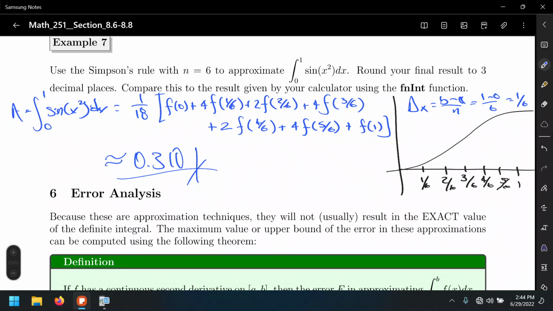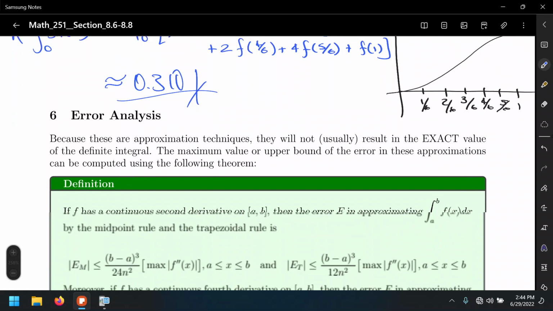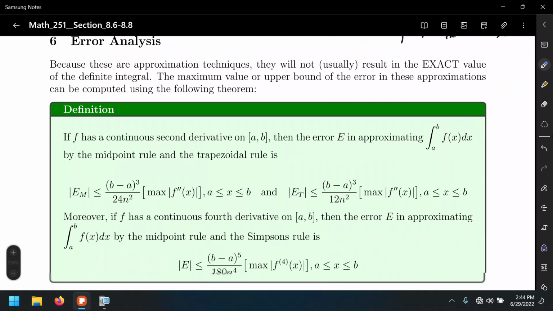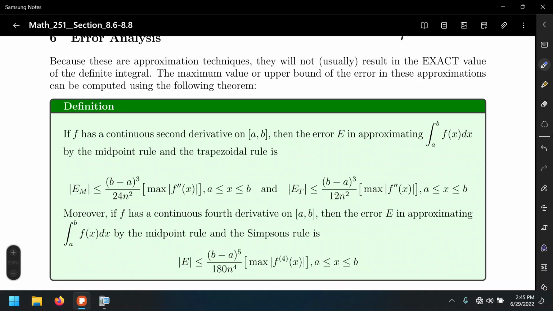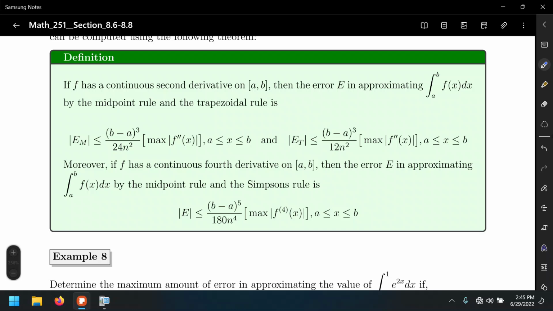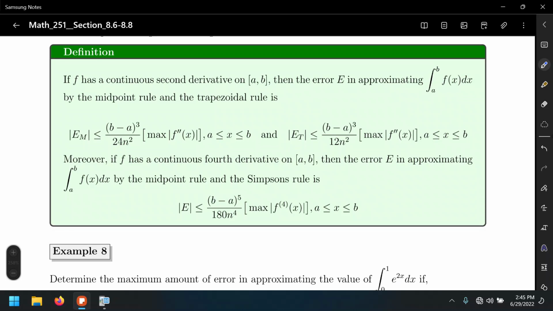All right, so let's talk about error analysis just a little bit. Because of course these are approximation techniques, we need to have an idea of how bad these approximations are, or how good, depending on the point of view. And we have a couple of formulas here that will help us see how we find those results, how we visualize this.